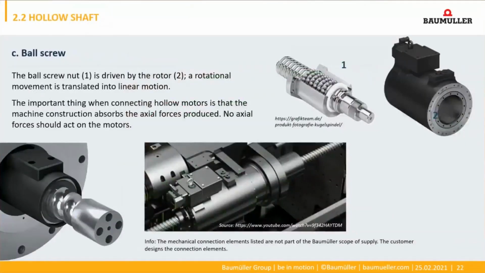Now let's take a look at the ball screw. The ball screw nut is driven by the rotor and also connected to the rotor. In this way, it is possible to translate the rotative movement of the motor into a linear movement. Because the motor bearings cannot handle the produced axial forces, they need to be absorbed by a machine construction. Here you can see a little screenshot of how it could be. We will look at it in more detail.